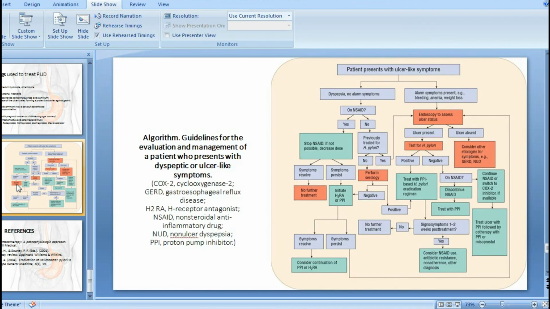The next one is the algorithm guideline. You can have a look at this. It will be very beneficial to you if you are going to appear in any exam which is related to pharmacy as well as MBBS, like FCPS. This guideline is very important.